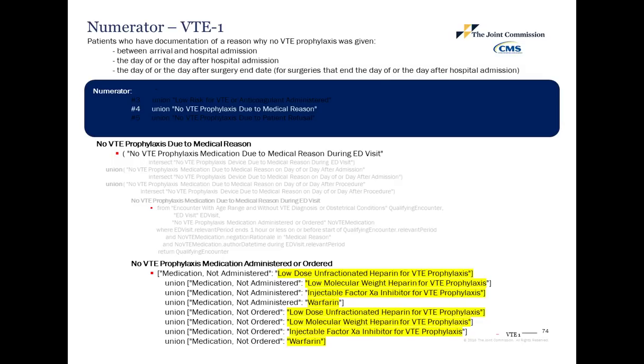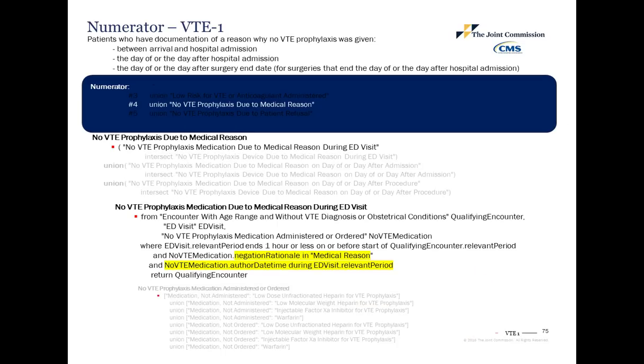So let's start with the pharmacological VTE prophylaxis. The logic is looking for any of the medications not given or ordered. So in this definition, we use the negation rationale attribute, which looks for a medical reason why VTE prophylaxis was not done. We also use the author date time attribute, so the documentation must occur during the ED visit. Note, we use the same ED timing of 1 hour or less on or before the start of the encounter.